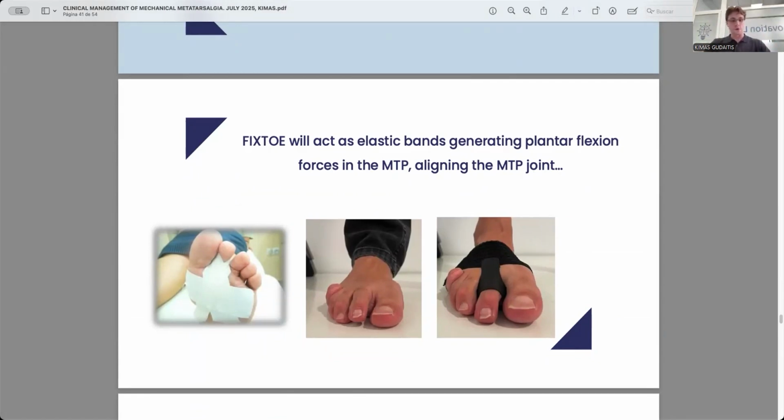The straps of the Fixtoe device are placed over the toe and anchored to the sole, and they behave like the adhesive tape. They apply plantar flexion forces on the MTP joint, helping to align the toe. This way, the force produced by the toe flexors during the gait is neutralized, and this prevents the progression of deformities such as claw toe or the hammer toe.